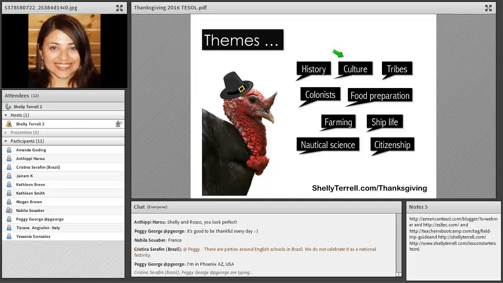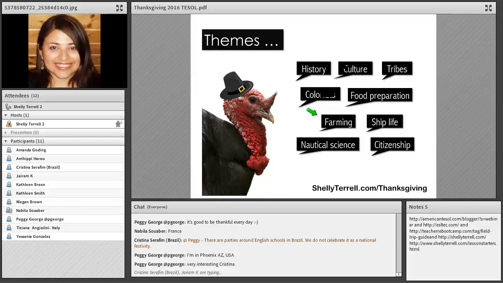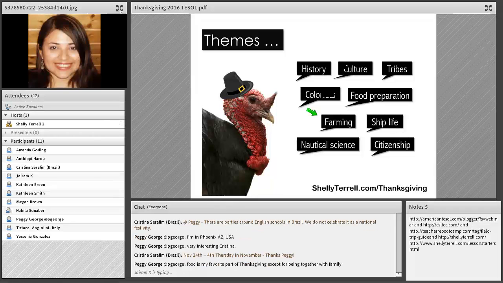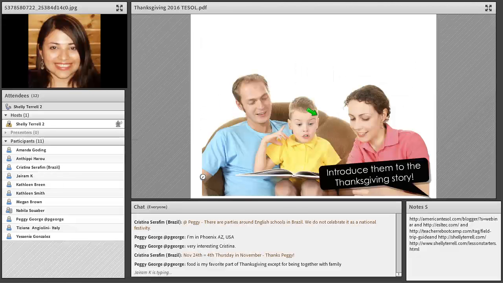So with Thanksgiving, we learn about history, we learn about culture, we can learn about colonists and Native American tribes, food preparation, which also involves science and math, farming, which embodies science and math as well. Nautical science, the same things: what it was like to sail on a ship, what it's like now to sail on a ship, citizenship, and so much more.